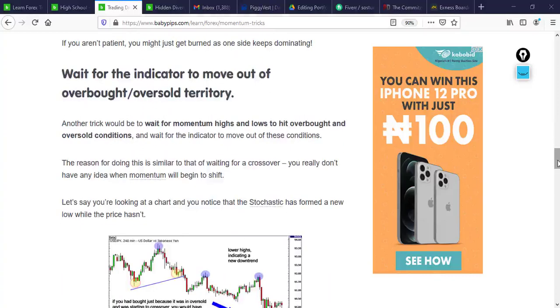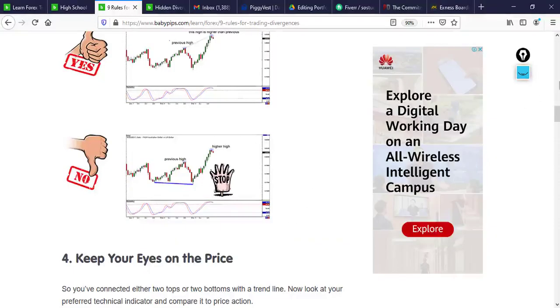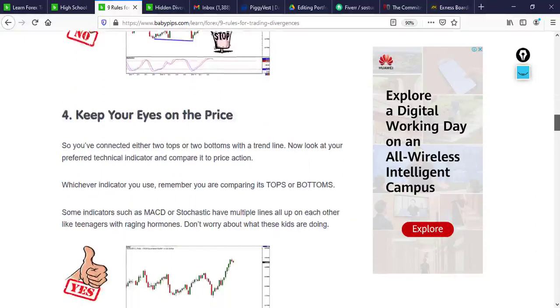Another way to avoid entering too early into divergence trading is to wait for the indicator to move out of the overbought and oversold territory. Just wait for the momentum, higher highs and lower highs, to hit overbought and oversold conditions, and then wait for the indicator to move out of these conditions. The reason is that we really do not know when the momentum shift will really begin. Now, this does not work for the price. Don't connect your bottoms, okay? Connect only tops. That's what we are learning.